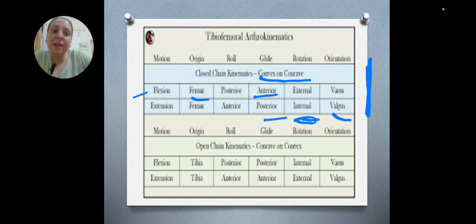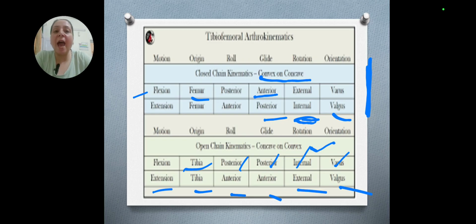Now when a concave surface is moving on a convex one, the tibia is the bone we take as reference. The tibia is moving posteriorly, and the gliding is also taking place posteriorly. Whenever there is flexion, there is a medial rotation and an adduction or varus movement. In extension the tibia is moving anteriorly, gliding anteriorly, with a lateral rotation and abduction movement happening on the tibia. So this is how I can summarize all these motions around the knee.